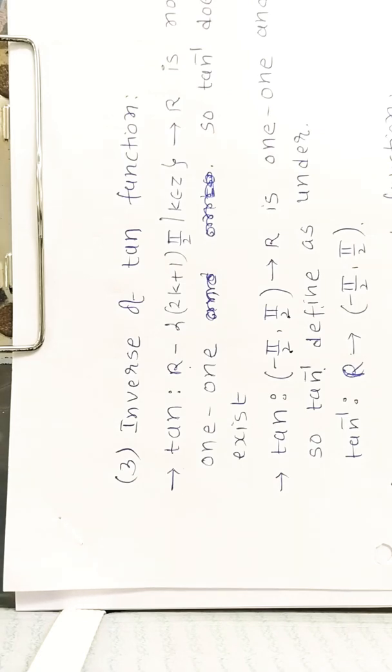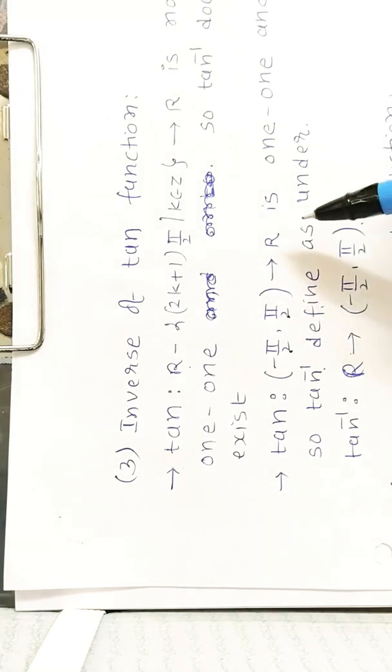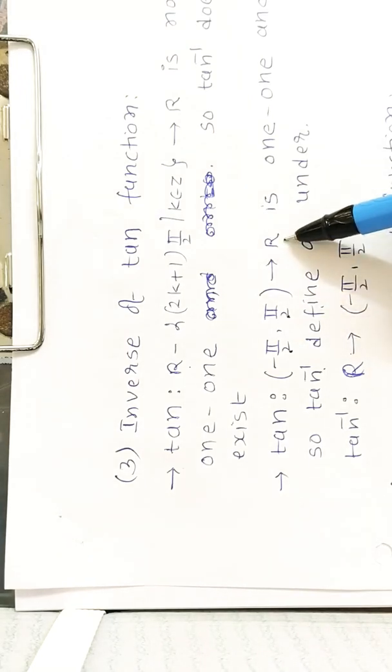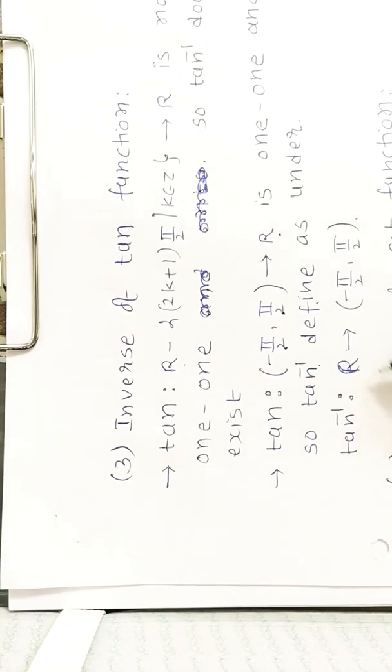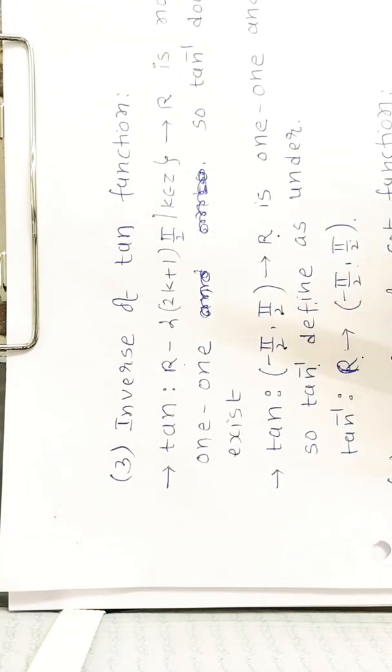What is the difference between the domain of sine and tan? The restricted domain of sine function is minus pi by 2 to plus pi by 2, closed interval, and the restricted domain of tan function is minus pi by 2 to plus pi by 2, but the interval is open. Tan function is onto, that is why there is no need to change the codomain. So tan inverse is defined as under. Tan inverse: R to minus pi by 2 to plus pi by 2.